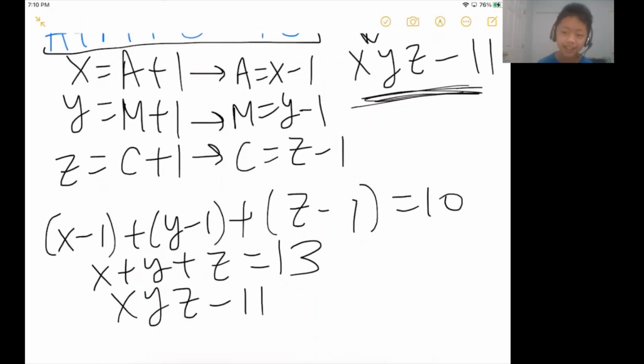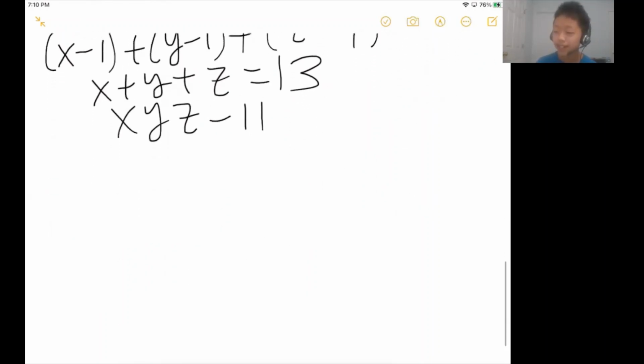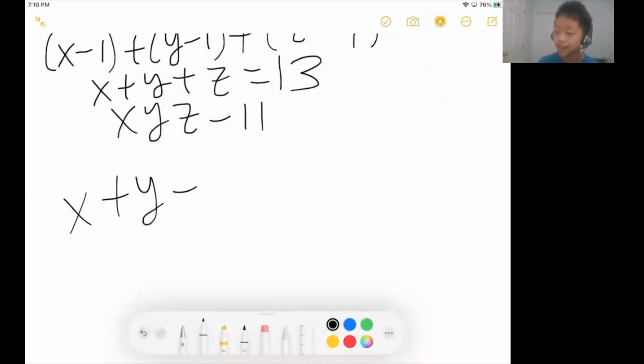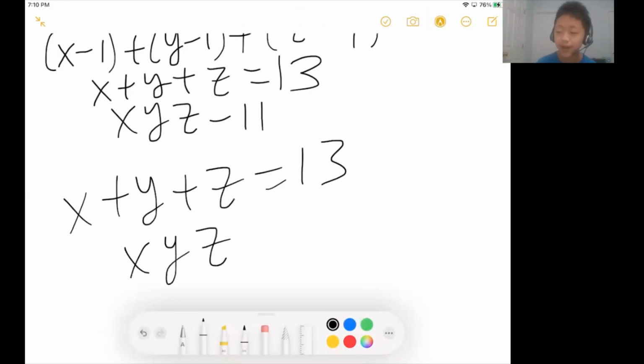And to do this, you kind of have to have this general knowledge, right? This mainly comes from experience in problem solving. If you have x plus y plus z equals some fixed value, in this case 13, and you want to make the product as large as possible, you want to make x, y, and z as close together as possible. This is a math thing that you should know, right?